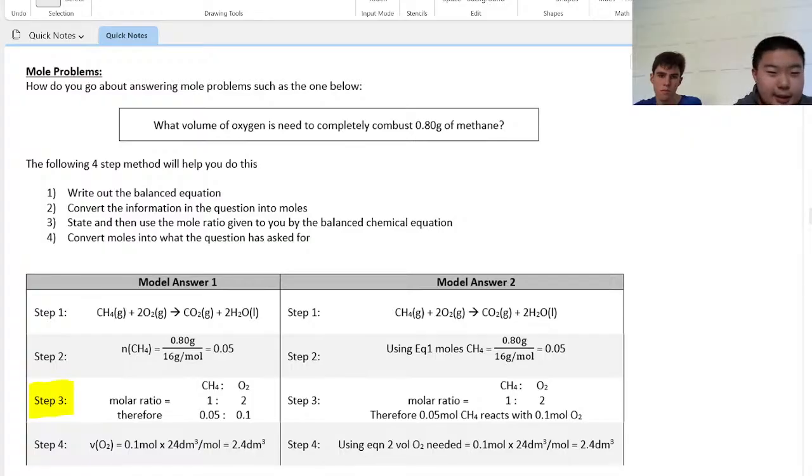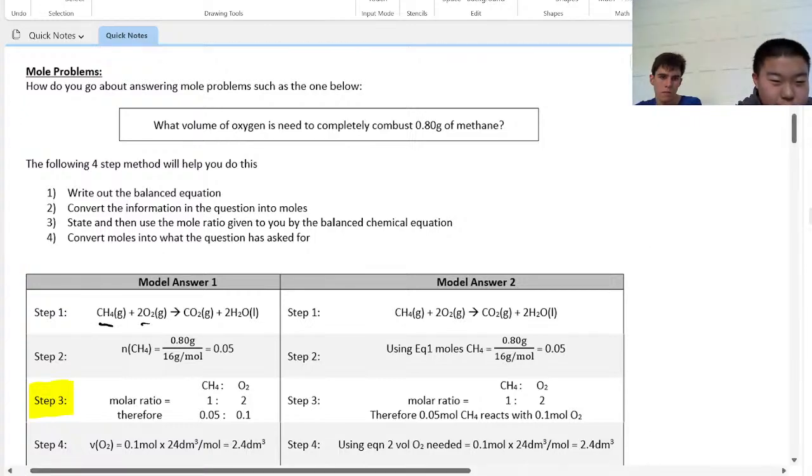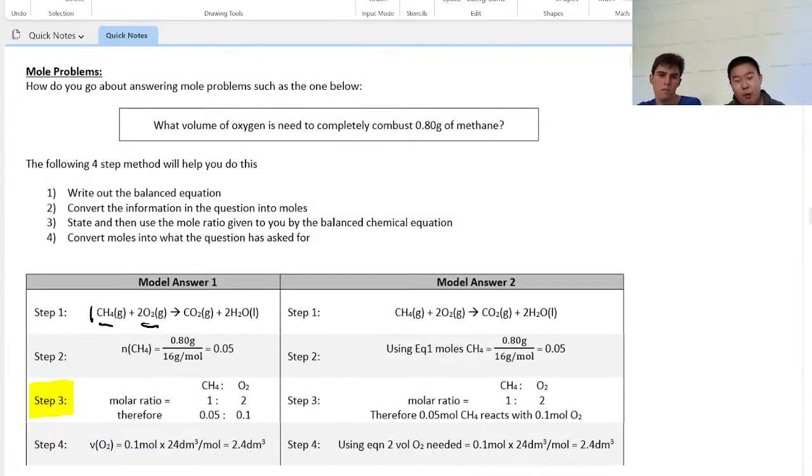So as you see here, the question is, what volume of oxygen is needed to completely combust 0.8 grams of methane? So you first write out the equation, and then you convert everything, all the masses or volumes or whatever, into moles. And then you use the molar ratio, which is given to you by the chemical equation. So as we can see here, the CH4 to O2 ratio is 1 to 2. Every 2 moles of oxygen react with 1 mole of methane. So the molar ratio is 1 to 2. And so you need 0.1 moles of oxygen to react with 1 mole of methane.